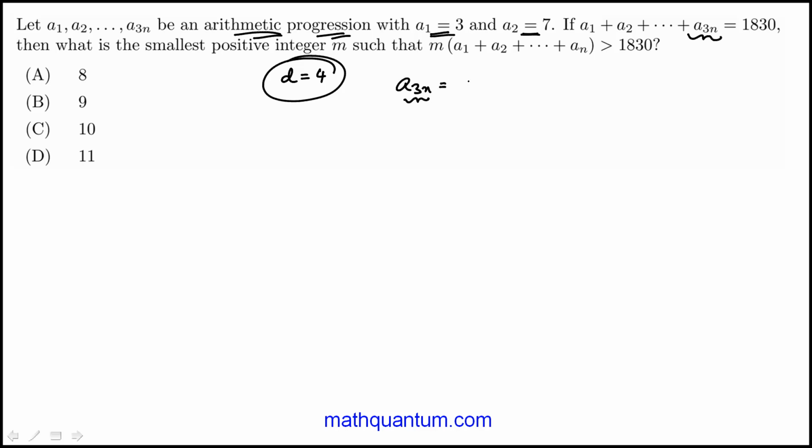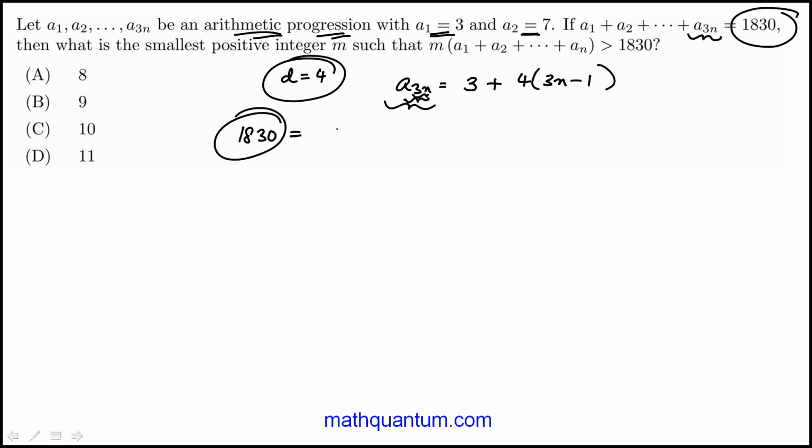Here it happens to be 3n. So that would be the first term, 3, plus the common difference times 3n minus 1. And the reason I need that is because I'm given the sum, and this would help me figure out the value of n, and specifically 3n.